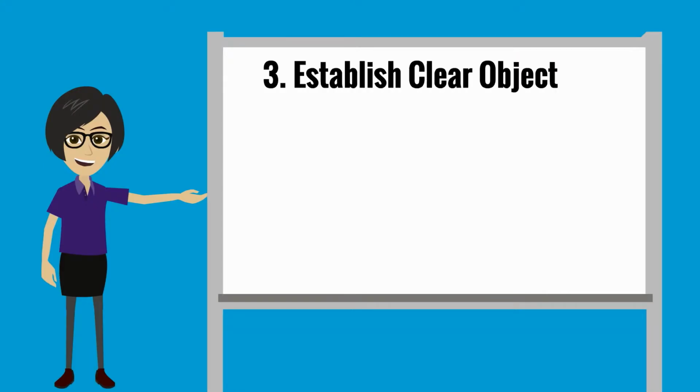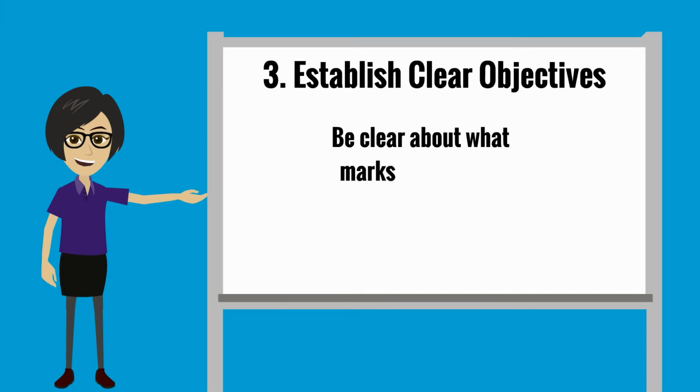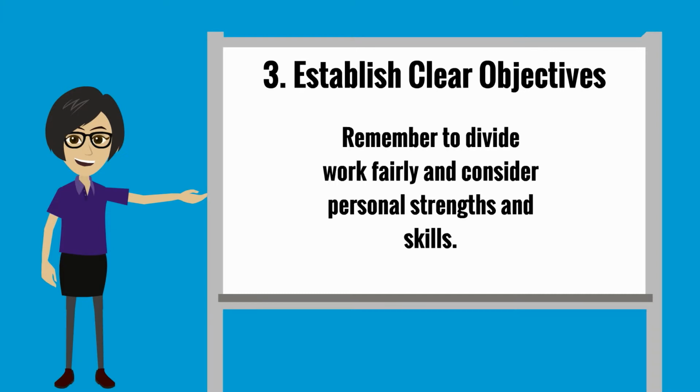The next step requires you to establish clear objectives. It is important at this stage that everyone is clear on the goals of the group. Make sure that everyone understands the assessment tasks in the same way. Be clear on the marks the team is aiming for. Just because you are trying for the distinction does not mean everyone else is. Decide what tasks each person will be responsible for considering individual strengths, special skills, and fairness.